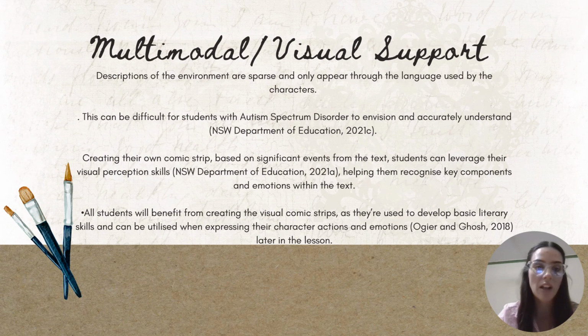Ogya and Ghosh argue that although comics are a visual sense, they engage all 5 senses and demand the reader to engage their imagination. Students with autism typically demonstrate creativity when completing tasks and thrive with concrete materials rather than abstract ideas, which is supported by the New South Wales Department of Education. Creating their own comic strip based on the significant events from the text, students can leverage their visual perception skills, helping them recognize key components and emotions within the text. All students will benefit from creating the visual comic strips as they are used to develop basic literacy skills and can be utilized when expressing their characters' actions and emotions later in the lesson.